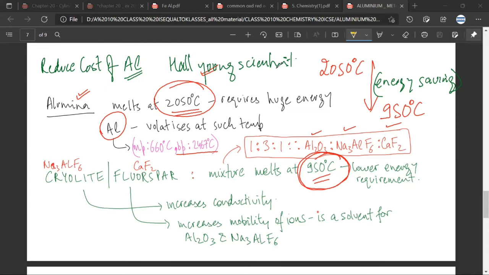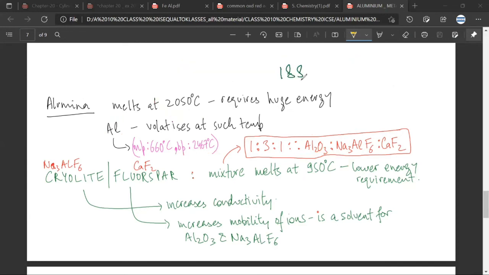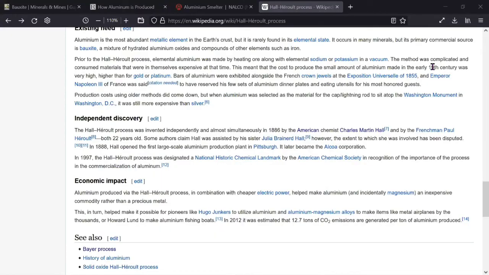So this happened around 1886. Hall was the young scientist who did this. I'll see if I can find any photograph of Hall on Google. One second. Mr. CB, can you see the wiki page? Mr. Sivang, can you see the wiki page? Yes, sir. So if you see, Mr. Hall and Mr. Heroult both were 22 years old when they made this discovery in 1886.